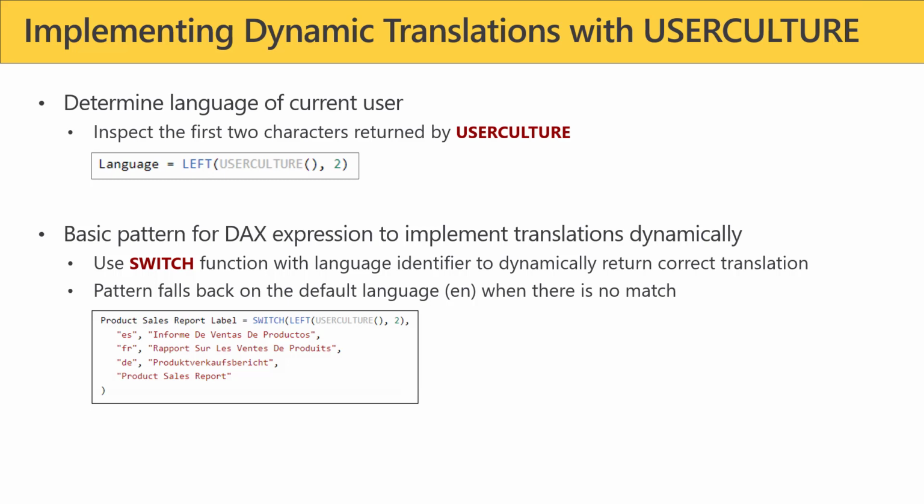So if the user's context shows a language we don't support, we want to fall back on something, and it will be the default language for this particular project. Okay, I know what you're thinking. How hideous would your life be if you had to write and maintain measures like this in Power BI Desktop? Don't worry about it. We've got a tool that's going to do all this work behind the scenes.